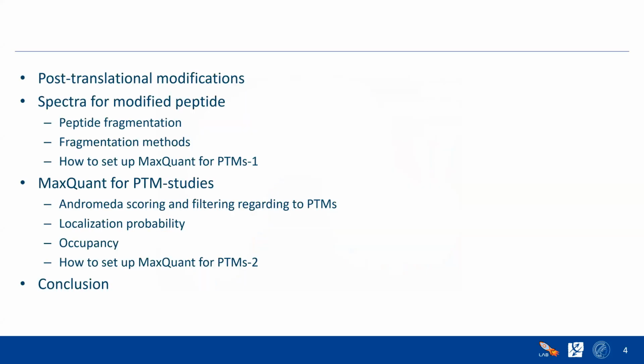signaling pathways. In today's talk, I will talk in the beginning about what these post-translational modifications are. And I will give a simplified example of the spectra for a modified peptide. I will briefly go through peptide fragmentation and then fragmentation methods. And I will show some parts of MaxQuant, how you can set it up for your PTM analysis. Then I will explain in a bit more detail what MaxQuant does for PTM studies in terms of scoring, delta scoring, and the localization probability and occupancy. And later I will show the remaining part, how to set up MaxQuant for your PTMs.